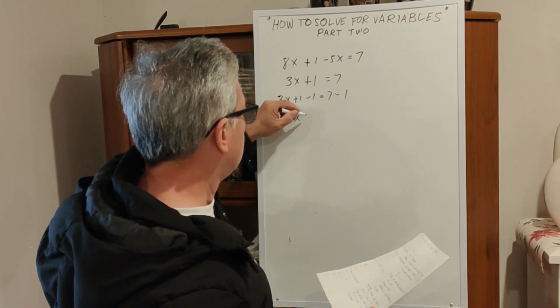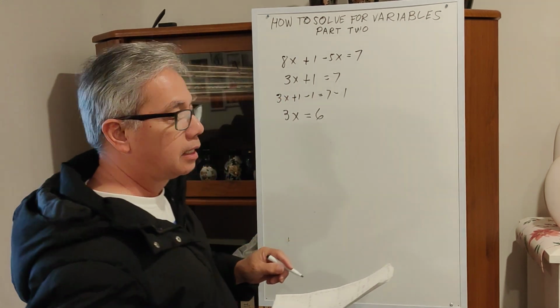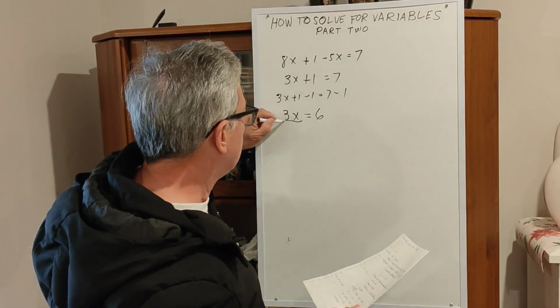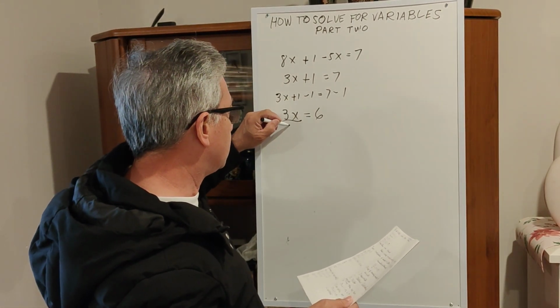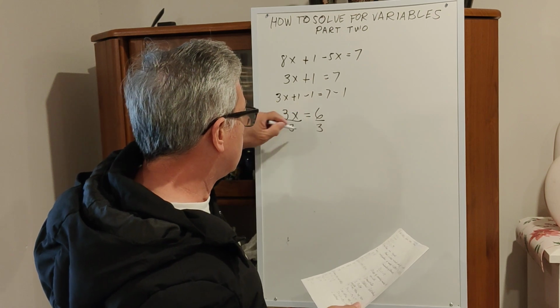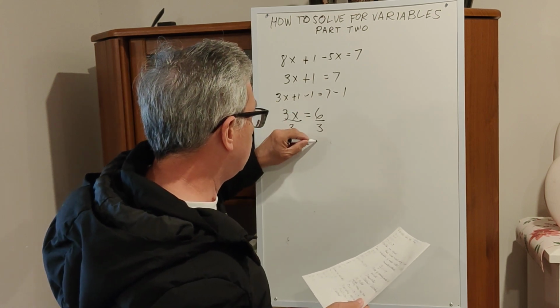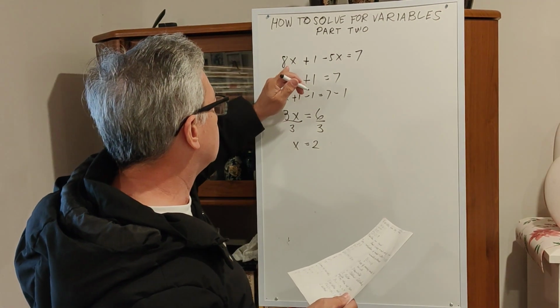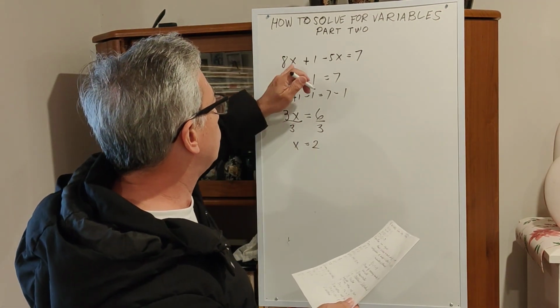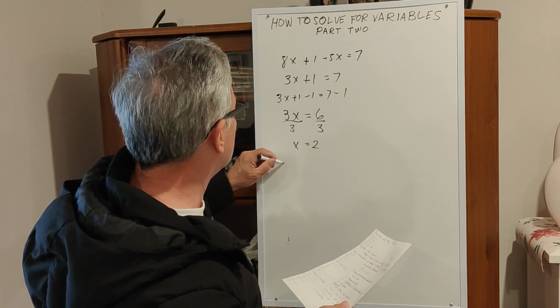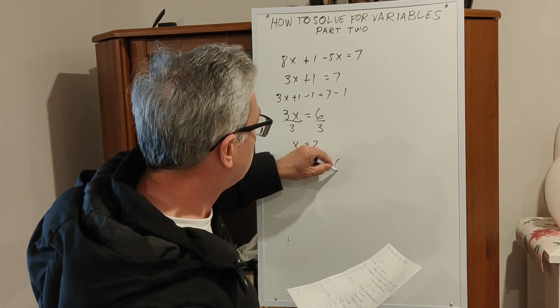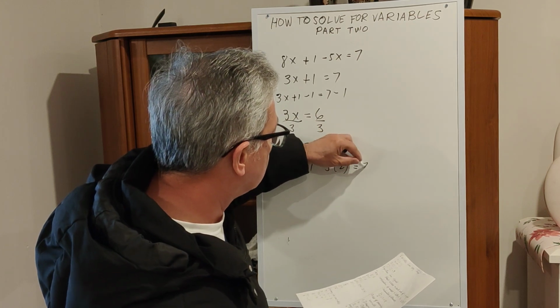3x becomes 6. And then we want to remove the factor multiplication, so division. 6x is equal to 2. Then we check, so we substitute 2 into this one and this one, so it becomes 8 times 2 plus 1 minus 5 times 2 is equal to 7.